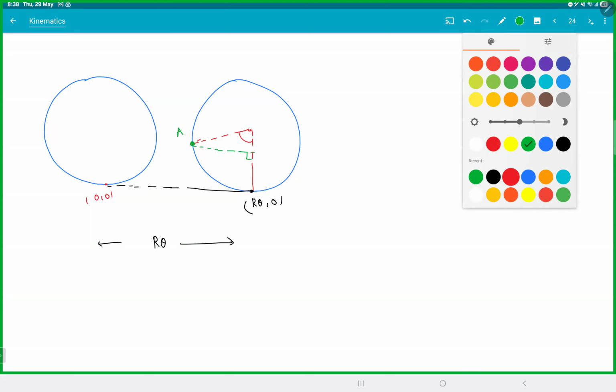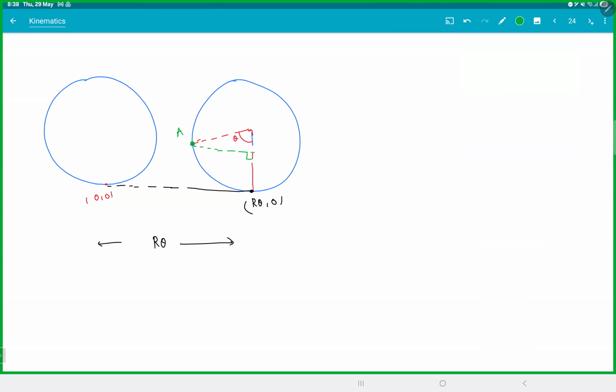That would be a right angle triangle. This length would be the adjacent side, which is r cos theta. This would be the opposite side, which is r sin theta. And you can see the coordinates of A here. What will be the coordinates of A? This is r theta. This is r sin theta. If you subtract them, the x coordinate will be r theta minus r sin theta. And the y coordinate will be this distance here. This will be the full radius r minus r cos theta. That will be your y coordinate.